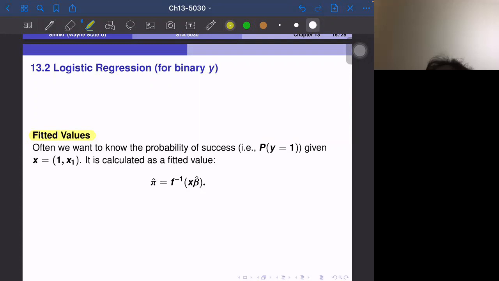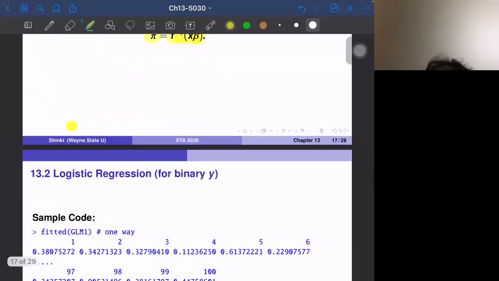For example, people want to guess the probability of heart attack based on blood pressure. So given blood pressure, we want to know the probability of heart attack in the next year. Once you have estimated beta hat, then F inverse of X beta hat is the estimated probability. So you can calculate the fitted value.